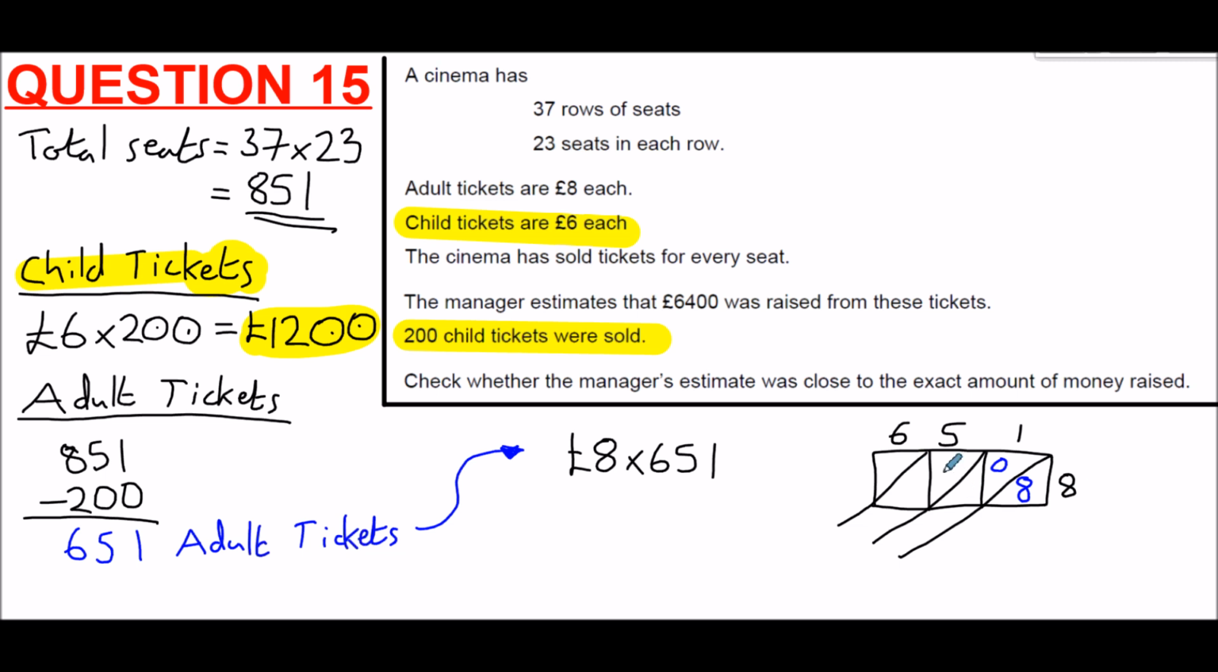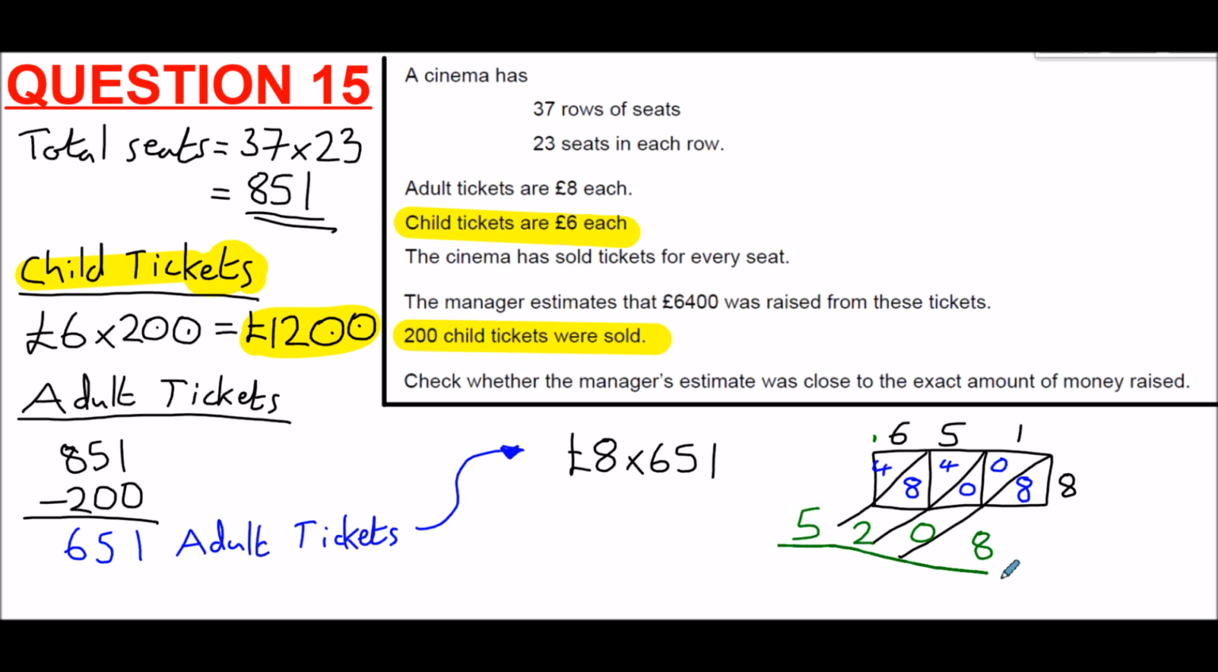8 times 5 is 40. And finally this one, 6 multiplied by 8 is 48. Now we're going to add up the numbers going diagonally down. So the first diagonal, the bottom right, is 8. 0 plus 0 is 0. 4 plus 8 is 12. Carry 1 across. And finally, 4 plus a carried 1 is 5.